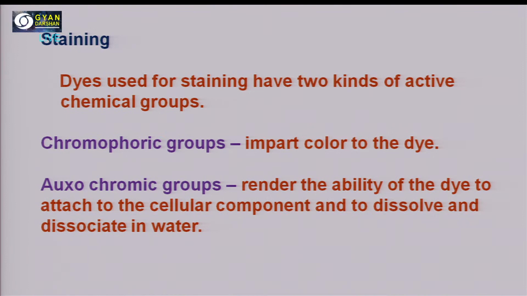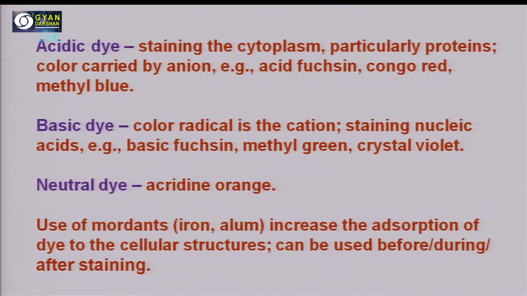Now, what is the chemical nature of a stain? Stains are basically dyes, and they have two groups: the chromophoric group, which imparts color to the dye, and auxochromic groups, which give the dye the ability to attach to the cellular component and to dissolve and dissociate in water, because ultimately you need to dissolve the stain. These are powders which you need to dissolve. You can dissolve them in water, or in other solvents like ethanol, acetone, etc. So the chromophoric group and the auxochromic group.